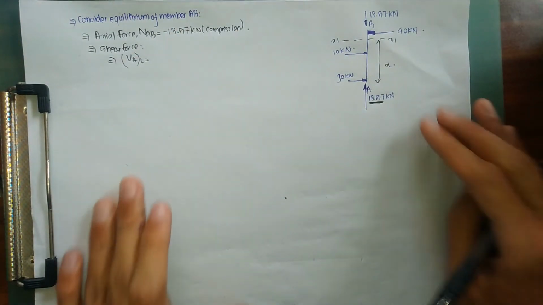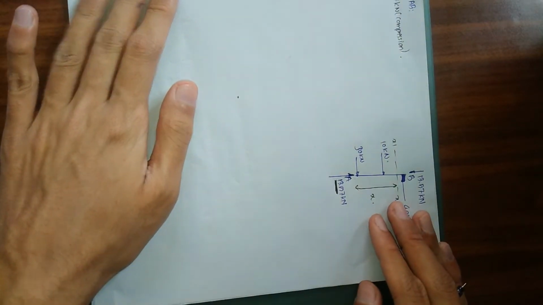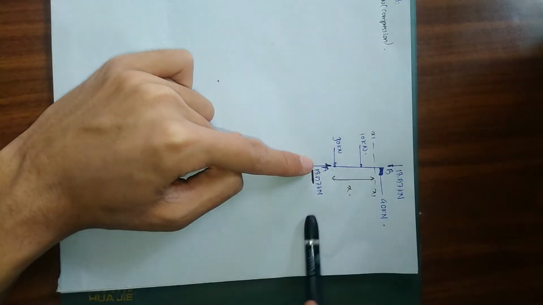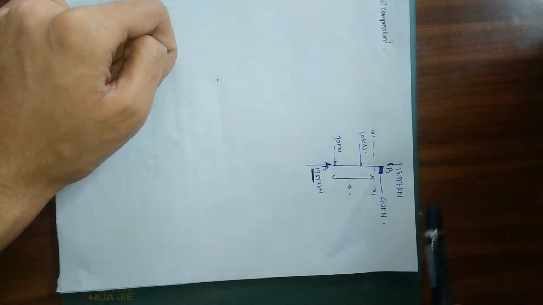In order to understand this better, we can turn the figure in this way. Shear forces are those forces which act perpendicular to our member. As you can see here, perpendicular to our member, there are forces of 30 kN, 10 kN and 40 kN acting. In that way we are going to calculate our shear force. The most important thing to remember while calculating shear force is that shear forces are those which act perpendicular to our member.